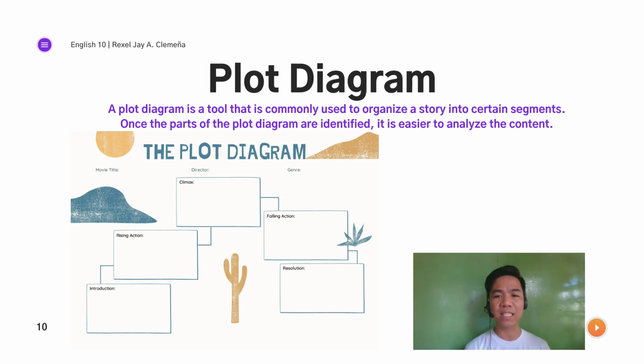The falling action is the events that happen after the climax that lead to a resolution or ending to the story. The fifth one, or the last part, is the resolution. The resolution is the outcome of the story. It is how things end up or turn out for the characters.